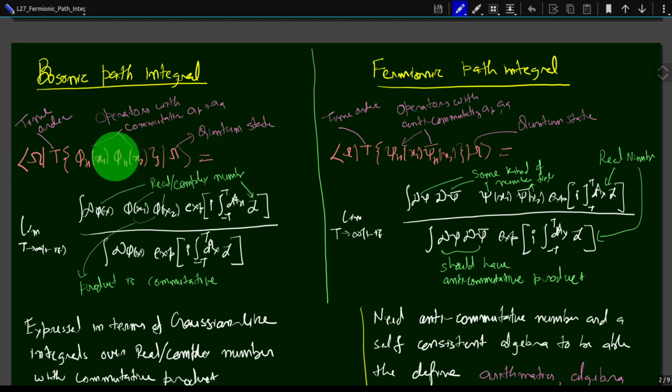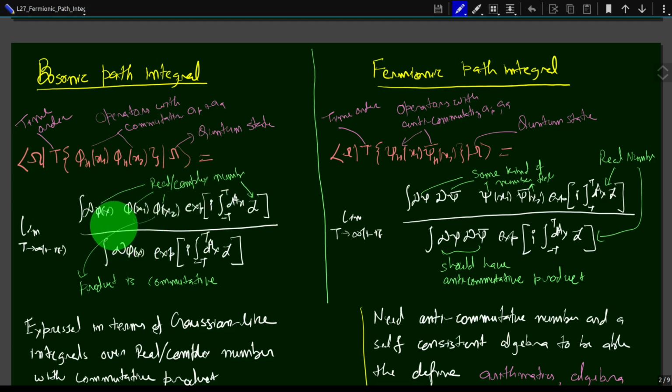Important thing to note: on the left hand side, I have a time ordered product of operators, these phi's, which have commutative AP's and AQ's. This is the content of this operator, and I have the quantum state omega, which is the vacuum expectation state. This is my left hand side, and that is written in the path integral formalism in terms of path integrals over real and complex numbers.